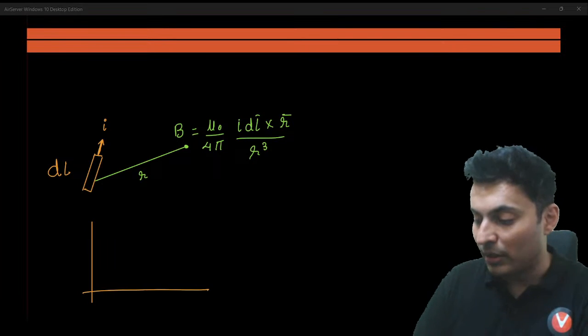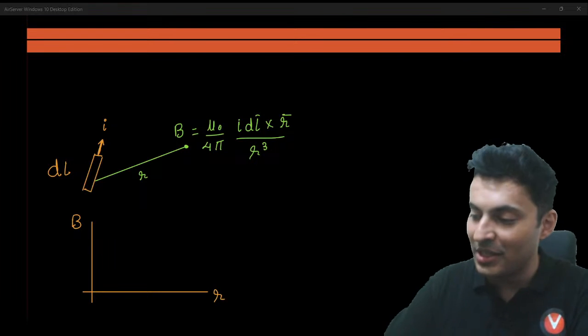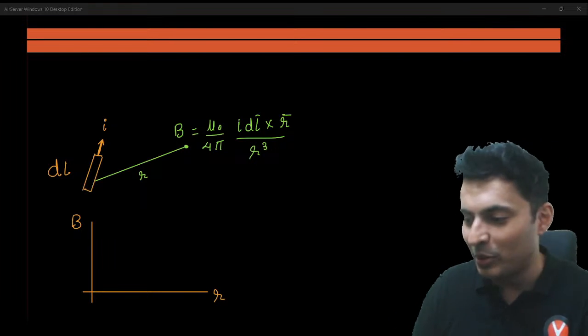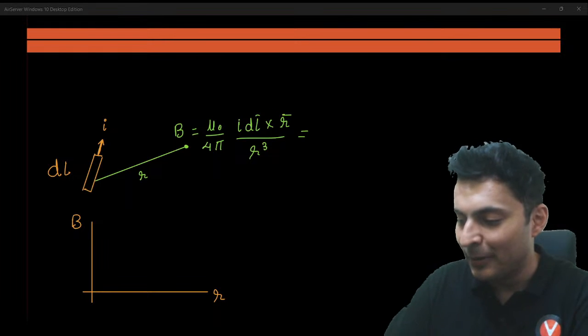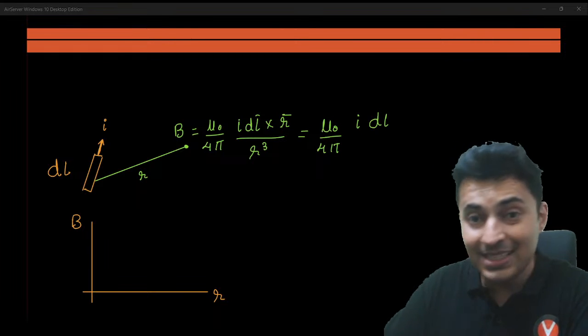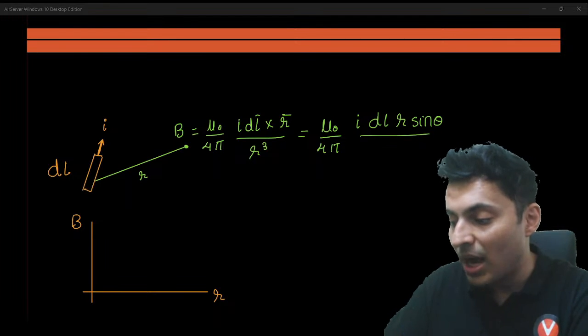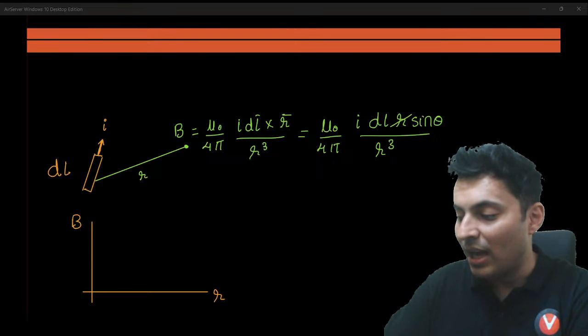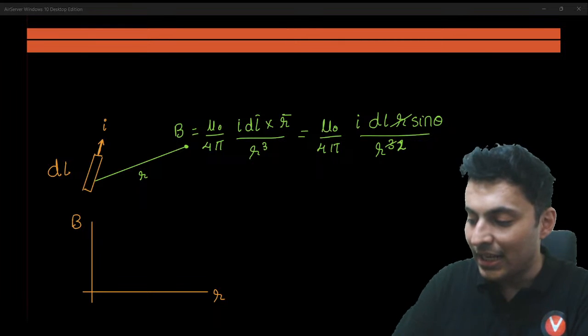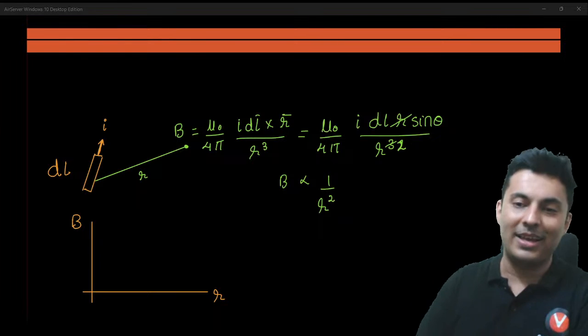Magnetic field is not inversely proportional to the cube of r. Can you guess what is it proportional to? Well, let me give you a hint. Actually speaking, this will be mu naught by 4 pi I. This is a cross product. So cross product means sine. So I dl r sine theta divided by r cube. So one of the r will get cancelled and this will become square. So technically magnetic field is inversely proportional to r square.